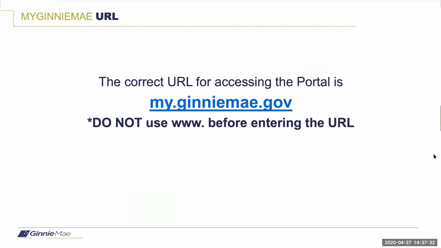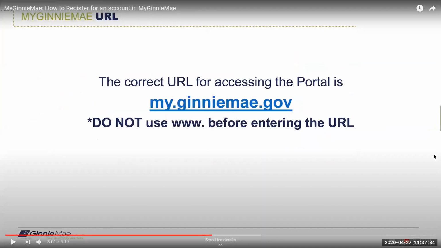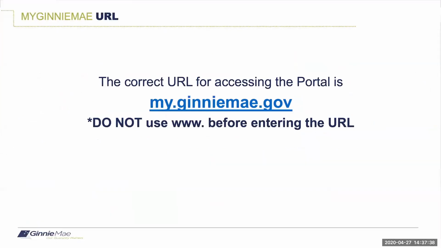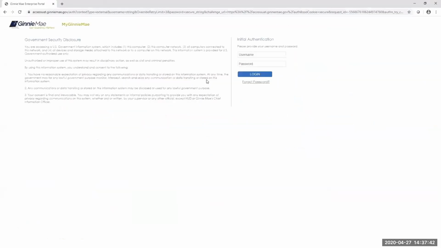Now, to log into MyGinnieMae, please navigate on the URL, enter my.GinnieMae.gov using the browser of your choice. Once you land on MyGinnieMae page, you will then enter your username and password. And this is the user email address and password that was established during the registration form we just saw.